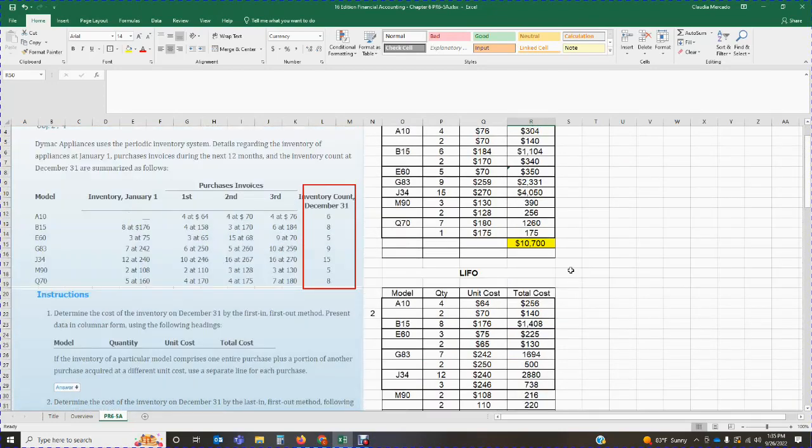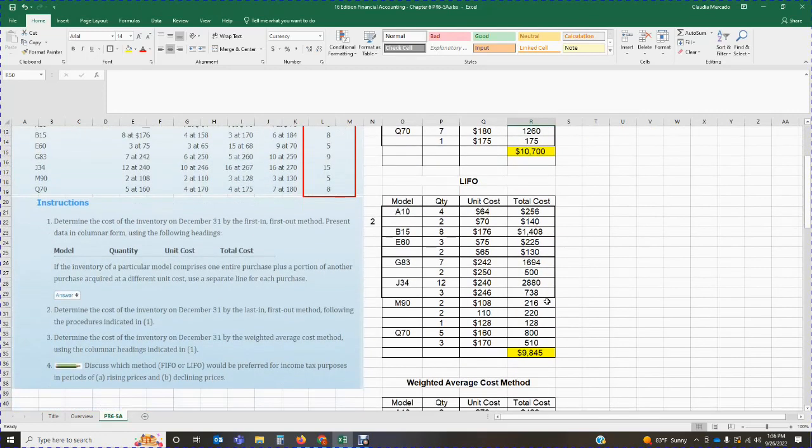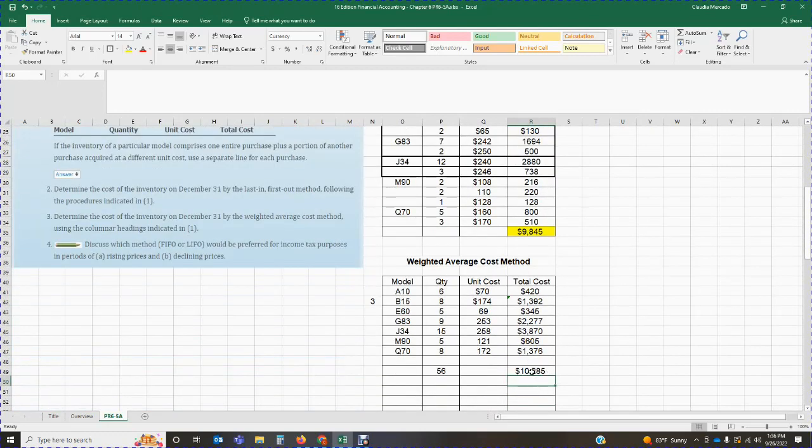So those are the 3 calculations, and as you can see, FIFO yields the highest inventory price. That is how much we're going to be recording in our books. We have inventory valued at 10,700. During LIFO, our inventory is going to be valued at 9,845, and using the weighted average cost method, that number yields 10,285. Okay, so that's 1 through 3. Now let's do 4.